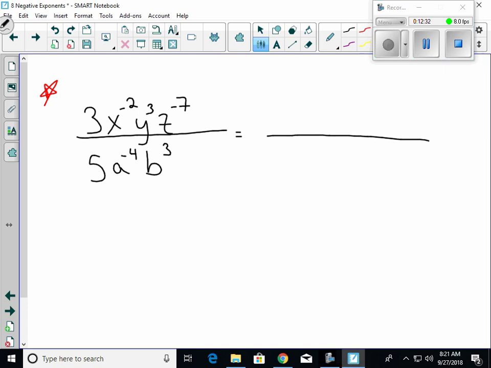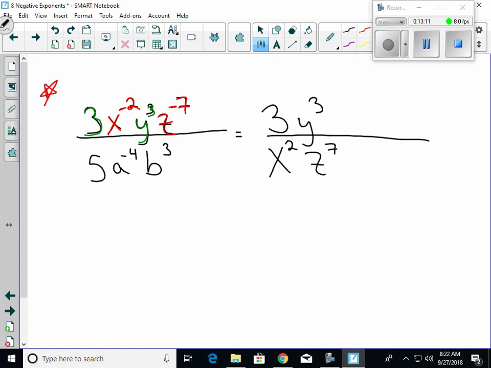All right, this challenge one has a lot of parts to it. Okay, so start with the top. The 3 doesn't have a negative exponent. The 3 can stay where it is. The x has to move. X was to the negative 2. So it's going to go to the denominator, x to the positive 2. The y was okay. Y to the 3rd can stay. The z had to move and become z to the 7th in the denominator.